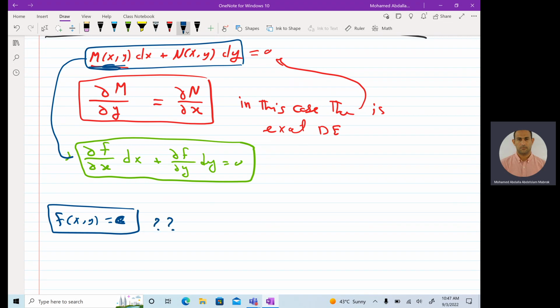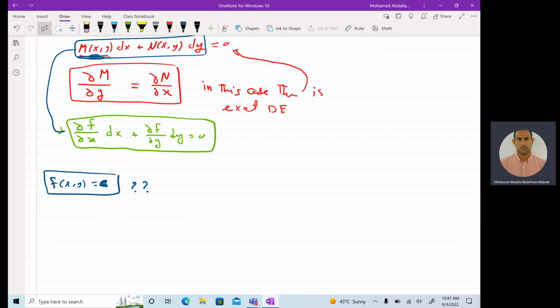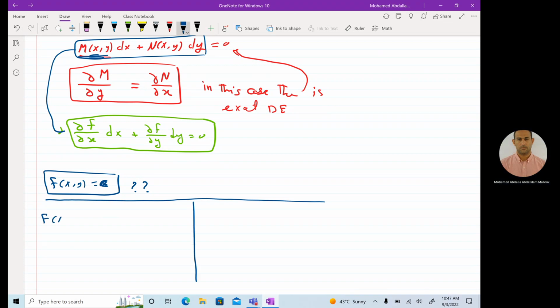How could we find this f? The f is the solution. We can find f in two different ways. In finding f of x and y, we can integrate M according to dx, but we need to add a function of y. We explained in the lecture why we need to add a function of y: because this was a partial derivative according to x, the constant might have a y. And this is step number 1.